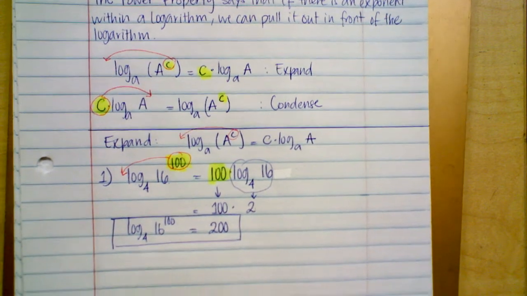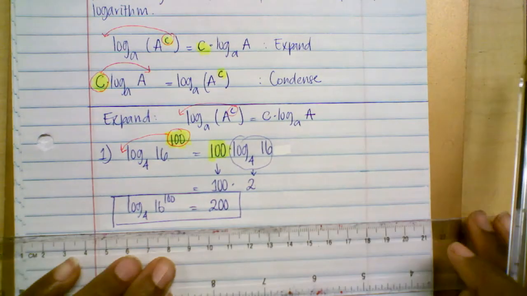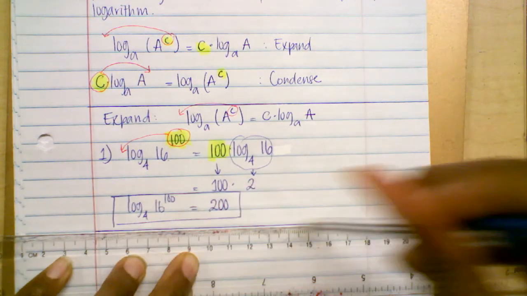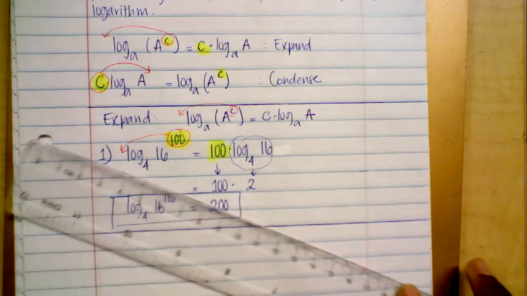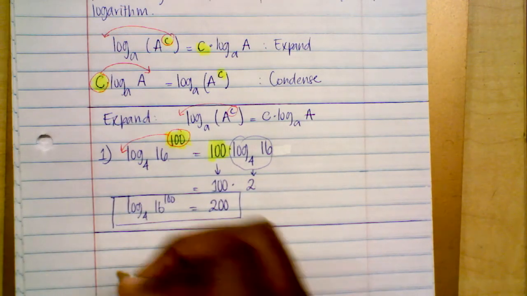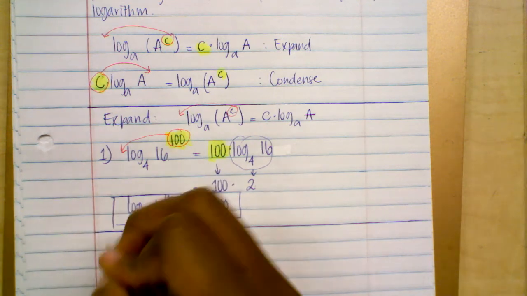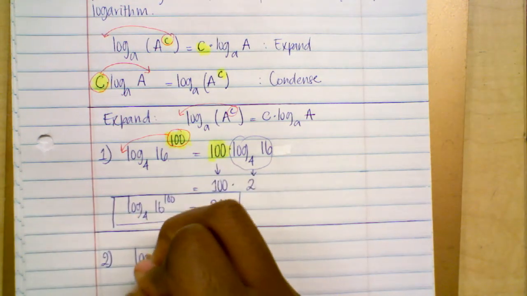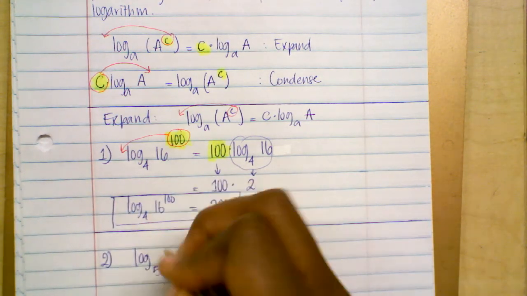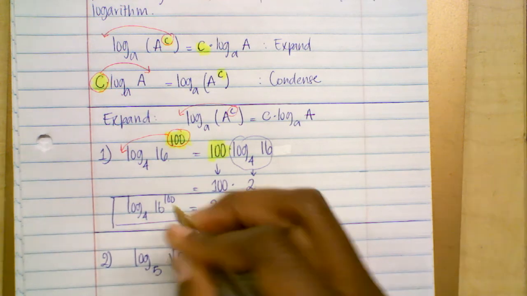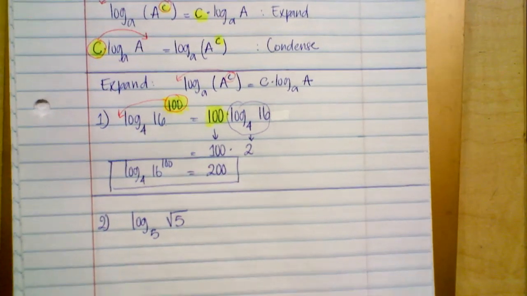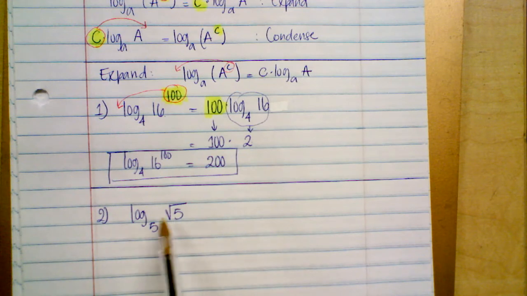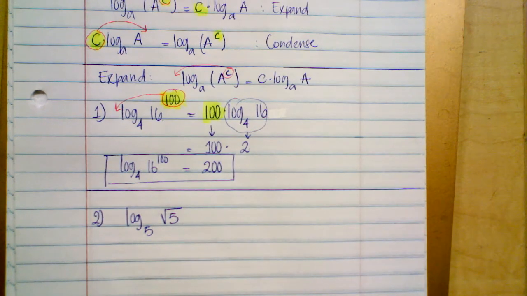Okay, so let's do number 2. For number 2, we have here, okay, so how would you do this? We don't see any exponent right here. So what would you do? Please pause the video and try to do it by yourself.